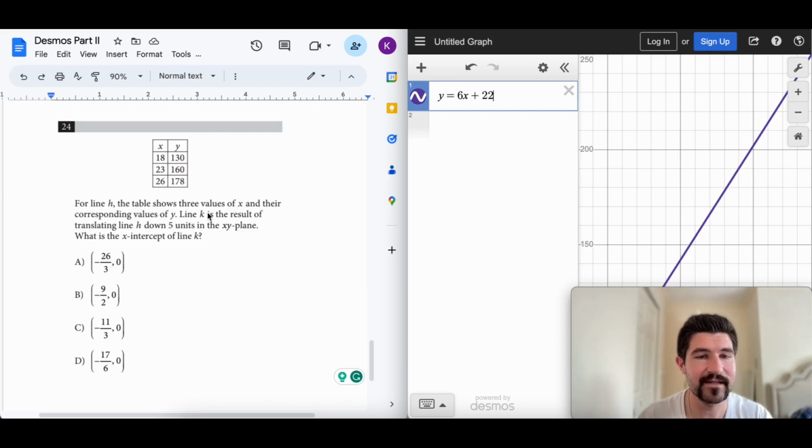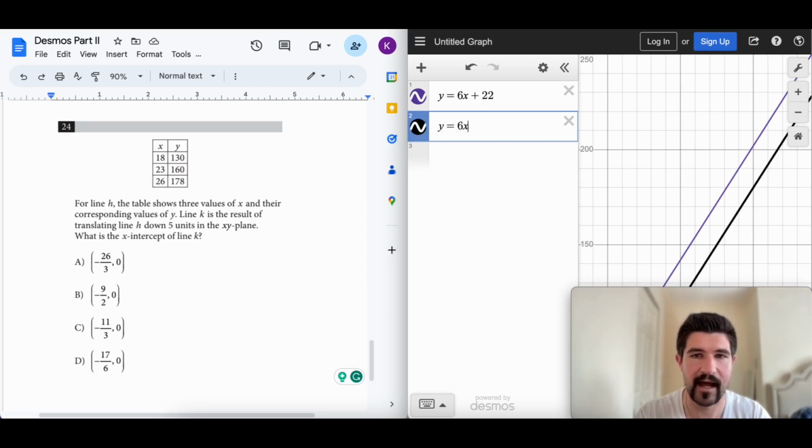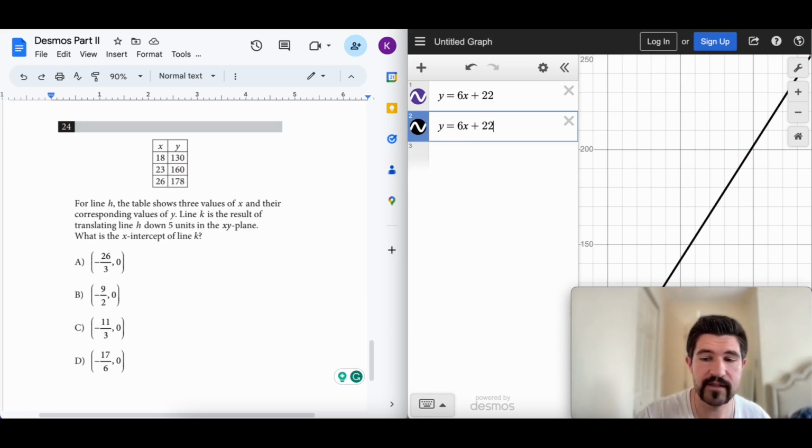Line K, it says, is found by translating this down 5. Okay, how did we translate before? We took the function. I'm just going to copy it again. But at the very end, if we want to move it down 5, I literally just type in minus 5. Okay, and you might look at that and say, oh, it's really 6x plus 17. Sure, same thing. But see that it shifted the purple line down 5.